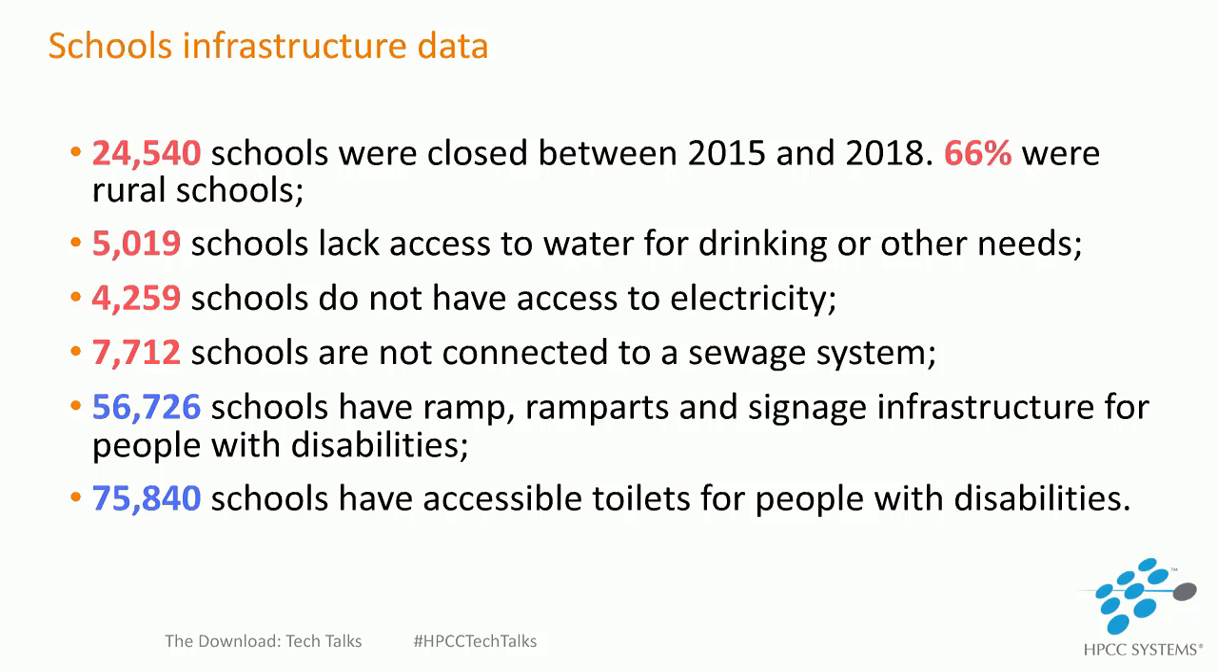We have around 5,000 schools that do not have water supply, either to drink, wash their hands, cook, or anything you need. They just don't have water supply. We have like 4,000 schools that do not have access to electricity, allowing classes only during the day. And in addition to this, I should say that we have 133,000 schools.